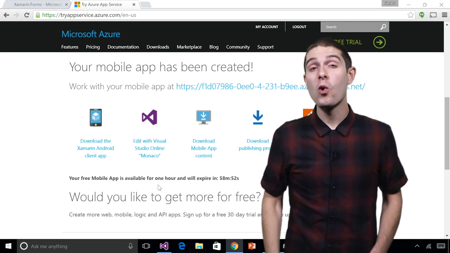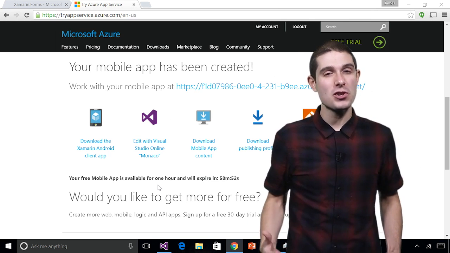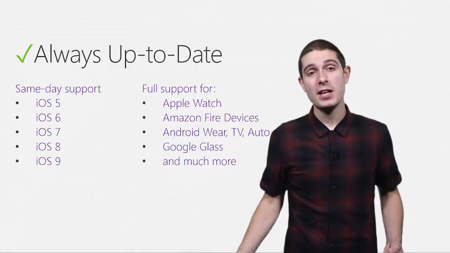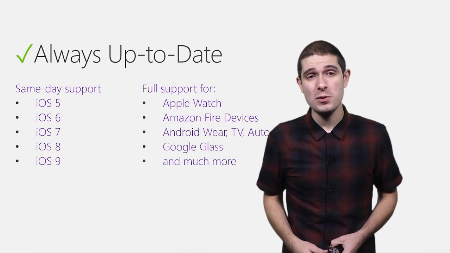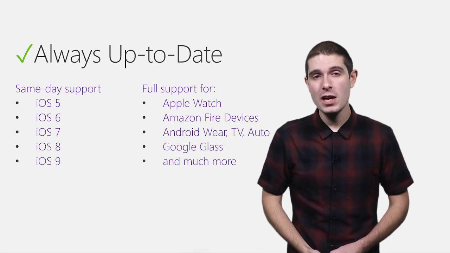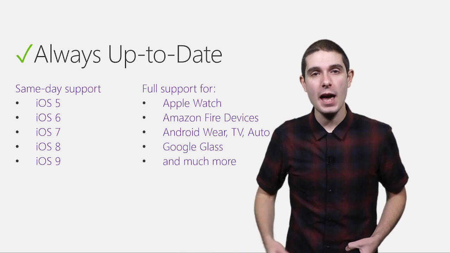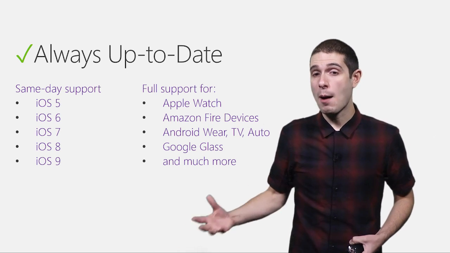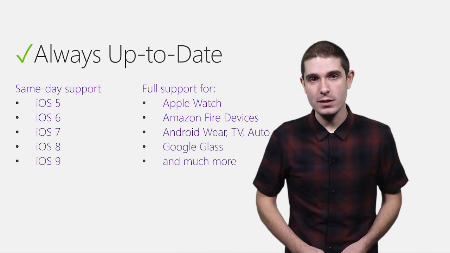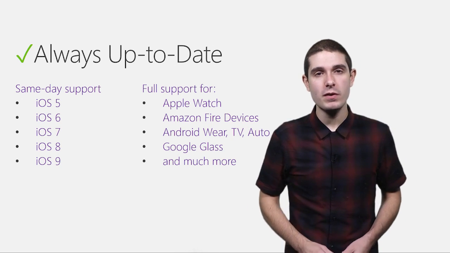Now we just saw a great whirlwind tour of the Xamarin platform, crafting iOS, Android, and Windows apps in C# and .NET, and taking it to the cloud with Azure. Now with Xamarin, you're always up to date. We've been shipping great support and same-day support for iOS since iOS 5, including the latest iOS 9 and 9.1. And we have great support for the new emerging devices that are out there, because it's not just about phones and tablets anymore. We have support for Apple Watch, the Amazon Fire devices, Android Wear, TV Auto, and even Google Glass. So now you can take your C# and .NET code and run on over 2.6 billion devices around the world.